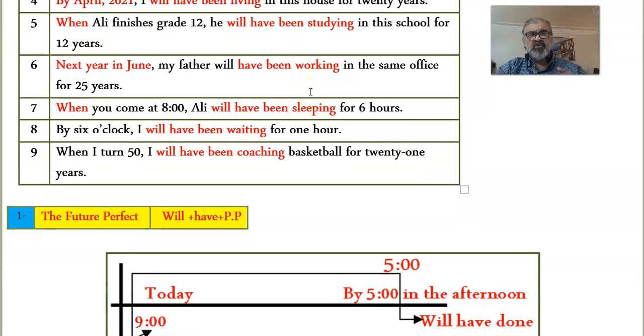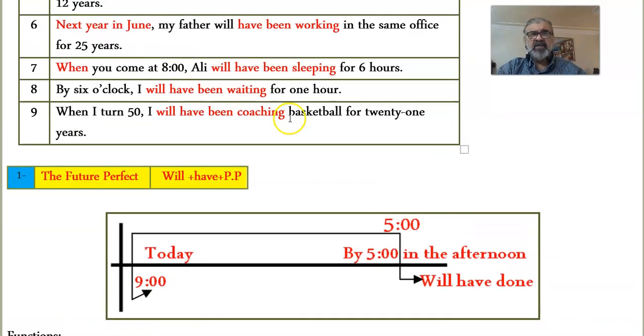When Ali finishes grade 12, now Ali is in 11th or 10th, and his father or mother is saying this: he will have been studying in this school for 12 years. So they projected themselves and their kid Ali to 2 years from now. He's still in 10th. And they said, when he finishes grade 12, he will have been studying in the school for 12 years.